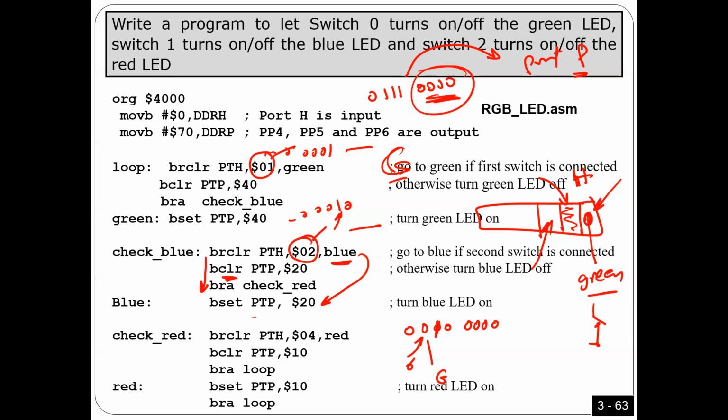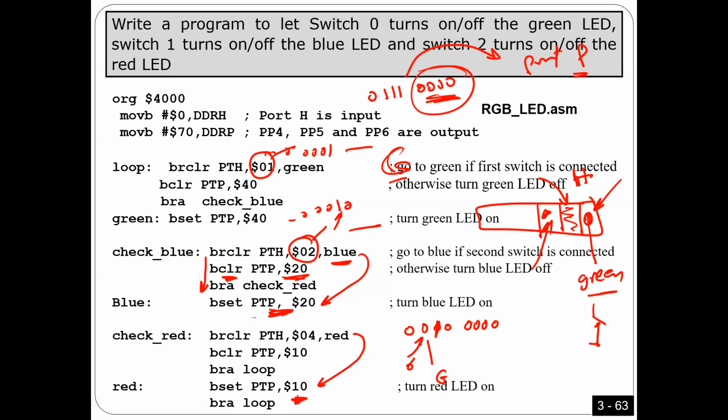So I check the switch. If the switch is 0, it's connected, so I have to come here to turn the blue on. Otherwise, turn the blue off. Now for the last one, I'm going to check this switch, so here I'm going to put 4, which is 0 0 1 0 0 0 0. So I want to check this bit. If this bit is 0, I'm going to come here to red.